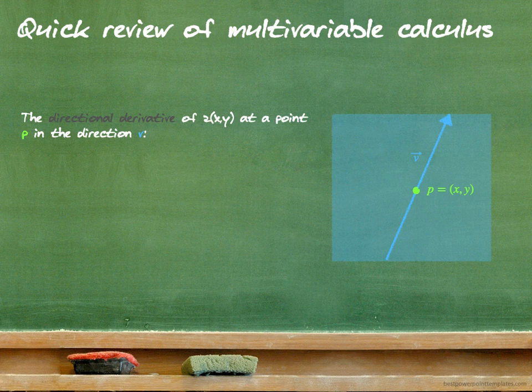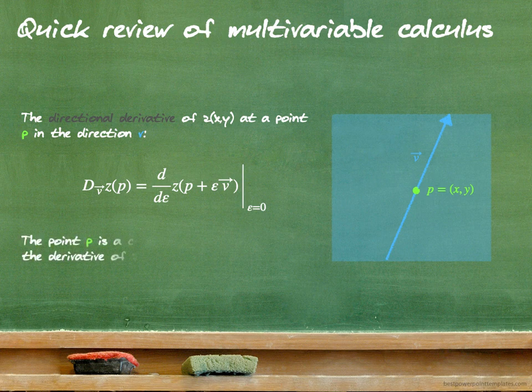To be more precise, in order to find the directional derivatives of a function z of x, y, start at a base point P and move a very tiny amount epsilon in the direction of a vector v. Call the point P plus epsilon v a perturbation of P. We then take an ordinary one-variable derivative of the function z with respect to this perturbation. If these derivatives are zero, no matter what direction we perturb in, then the point P had to be a critical point.